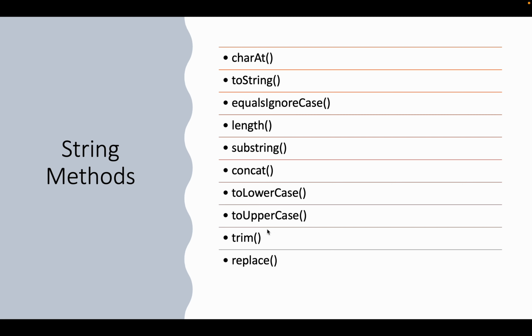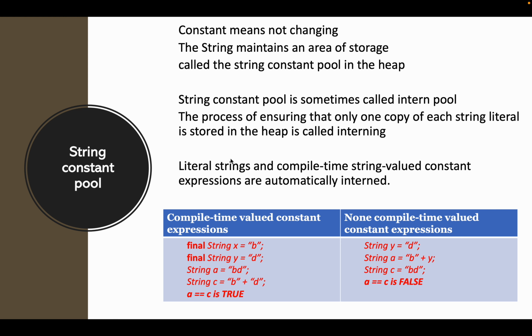Then the string methods. These are some of the most used methods within the string class that you will normally have to use. You can just look at the Java docs to see how to use all of them in your Java source code. Then we have what we call the string constant pool.